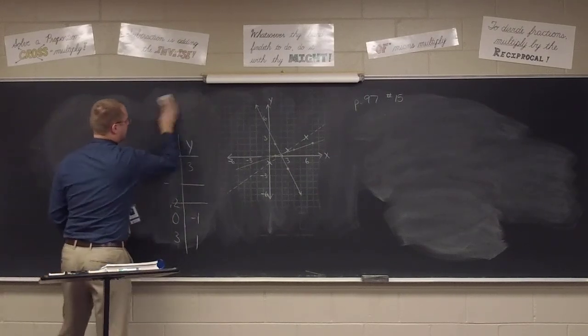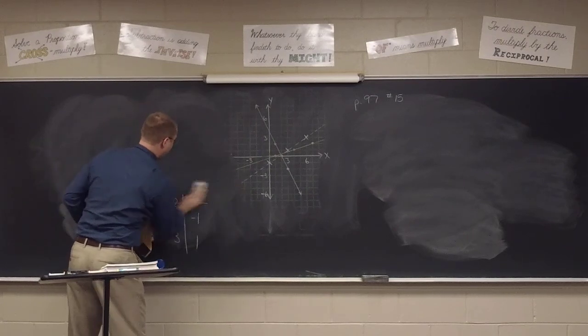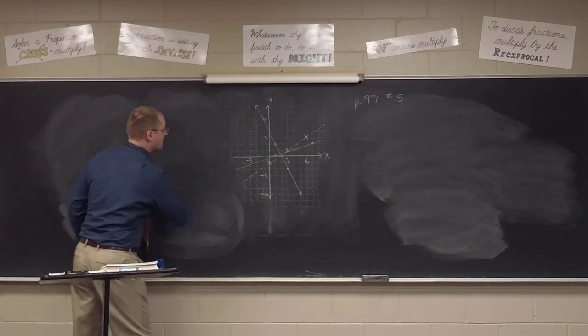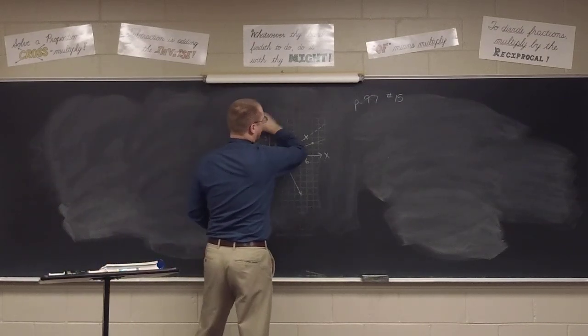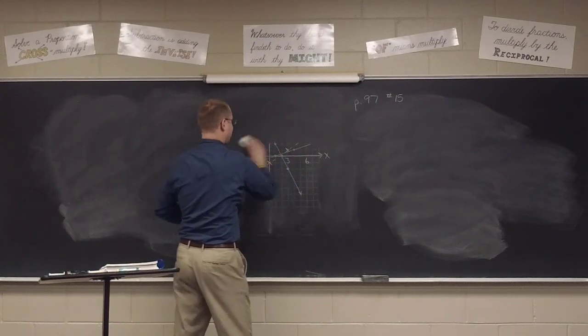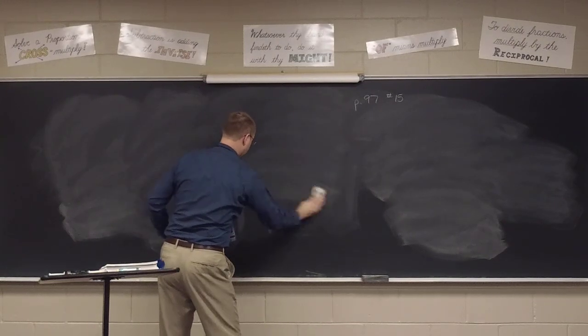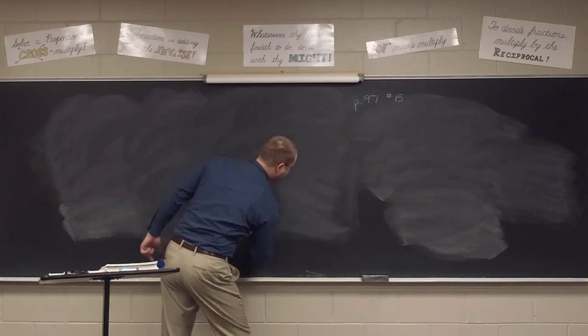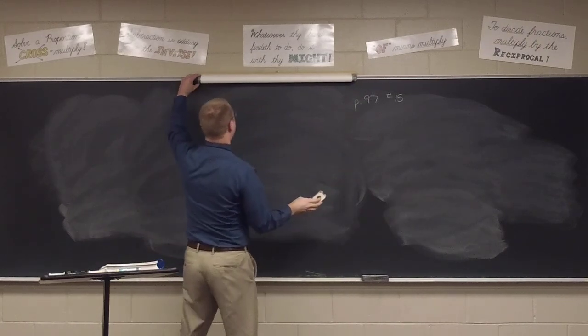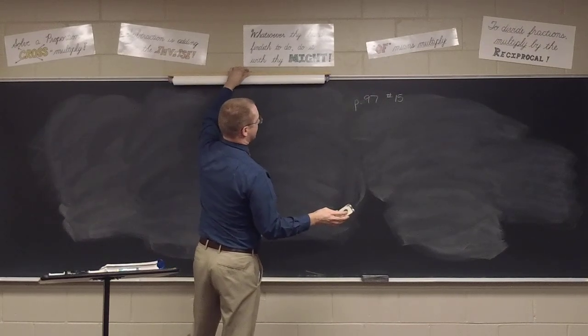Get a letter by itself, set up the XY table, figure out which letter you're plugging in for, make sure you put it in the correct column on the table, plug them in to figure out the dependent variable, and then plot the points and connect the dots.